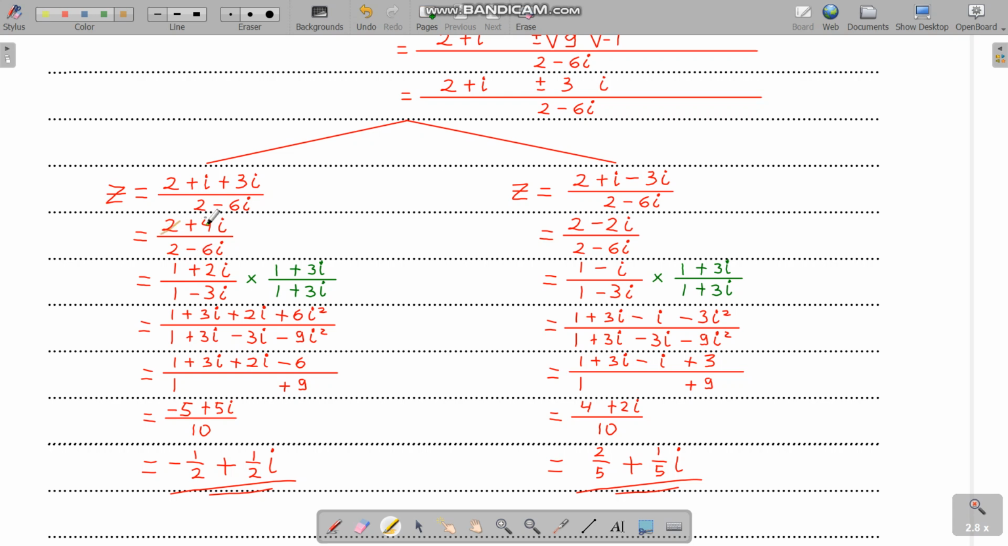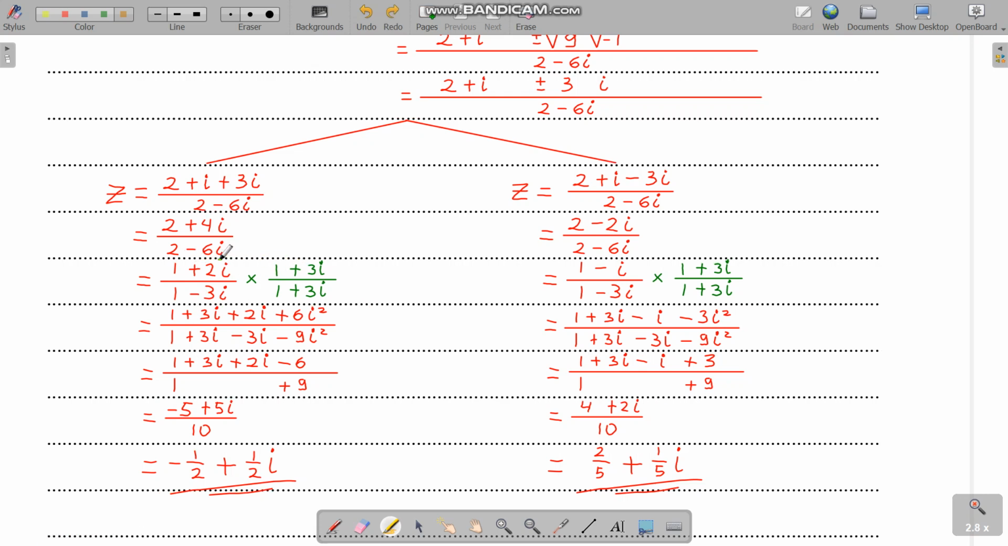Actually, we divide everything by 2 first here. So we simplify, divide by 2, we get 1 plus 2i over 1 minus 3i. So now we multiply by the conjugate of this denominator. So the conjugate complex means exactly the same, but with the opposite plus minus sign. So instead of minus, we use plus. Okay, now we expand everything. 1 times 1, 1 times 3i, 2i times 1, 2i times 3i. This is what we get.